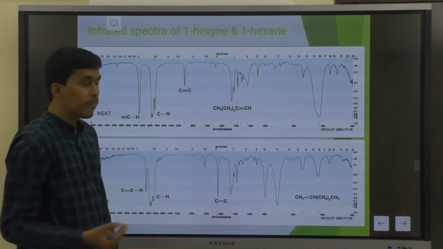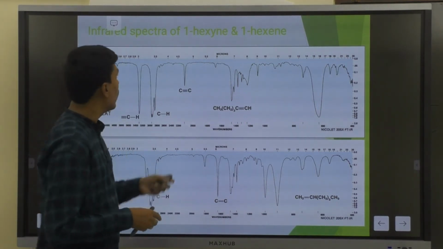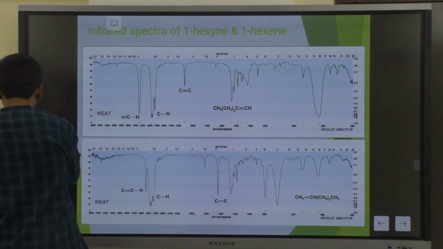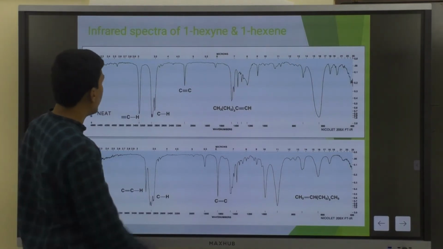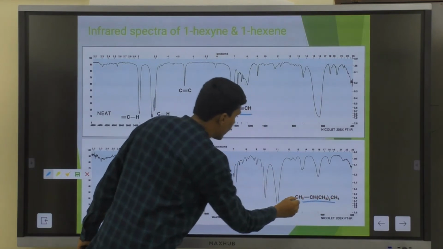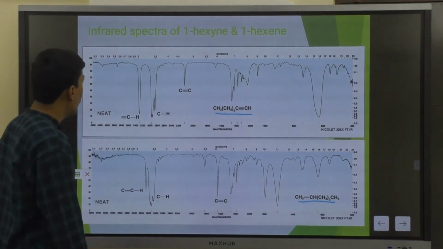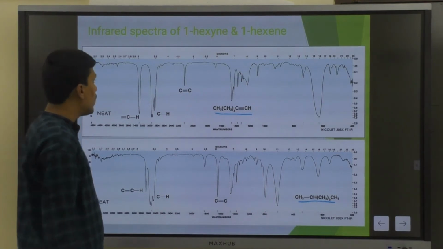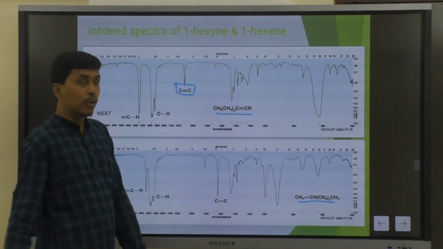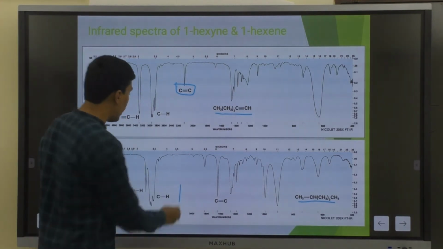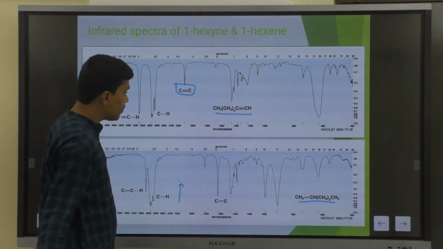Some people may ask, how can you distinguish one hexyne and one hexene by using IR spectroscopy? You can see these are the two spectrums. This is one hexyne and this is one hexene. We can see from the previous slide, C triple bond C will absorb at 2200 centimeter inverse, whereas in hexene at 2200 centimeter inverse there is no peak. So C triple bond C absorption is absent in one hexene.